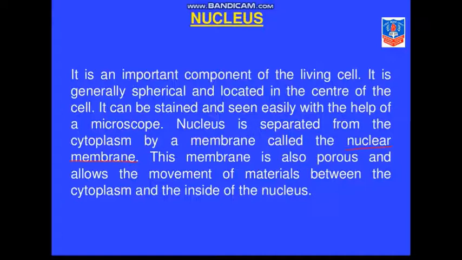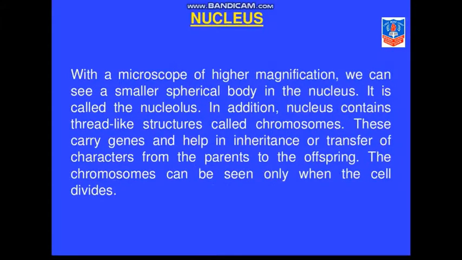The membrane surrounding the nucleus is known as nuclear membrane, and the membrane surrounding the cell is known as cell membrane. This membrane is also porous and allows the movement of materials between the cytoplasm and inside of the nucleus. This membrane is also porous, materials का inward and outward रहता है. With a microscope of higher magnification, we can see a smaller spherical body in the nucleus. Nucleus के अंदर भी small spherical body होती है if you use a microscope of higher magnification, especially electronic microscope. It is called the nucleolus. उसके अंदर जो होता है spherical body उसे हम nucleolus कहते हैं.